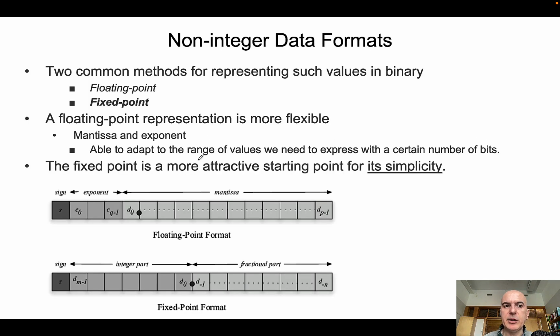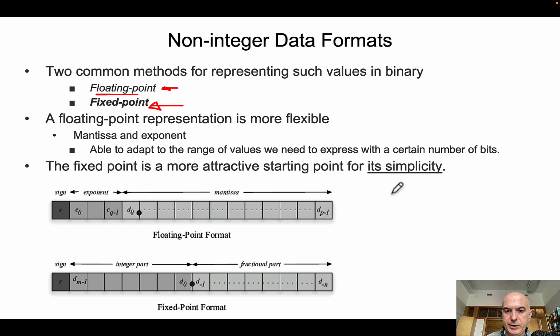It turns out that there are two common methods for representing real values in binary. The first one, which is the most used by traditional CPUs, is the floating point. And the second one, which we're going to use in quantum computing, is the so-called fixed point.